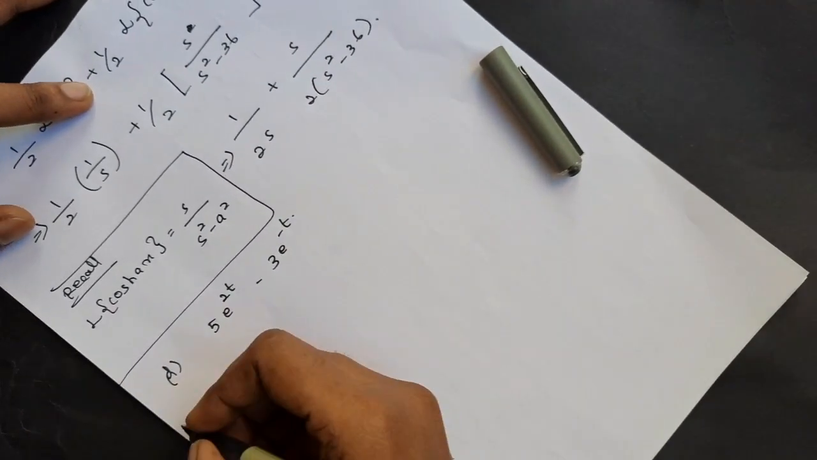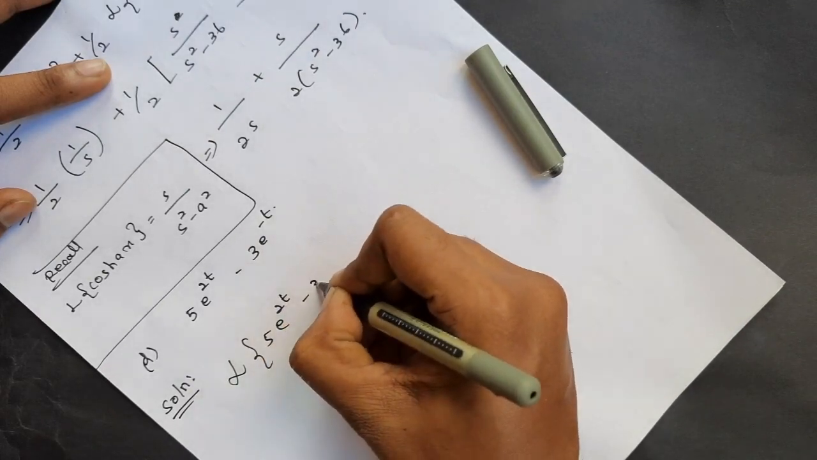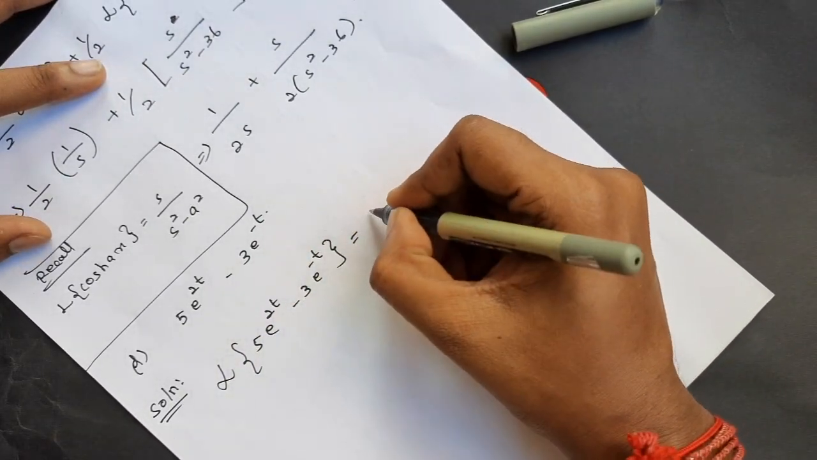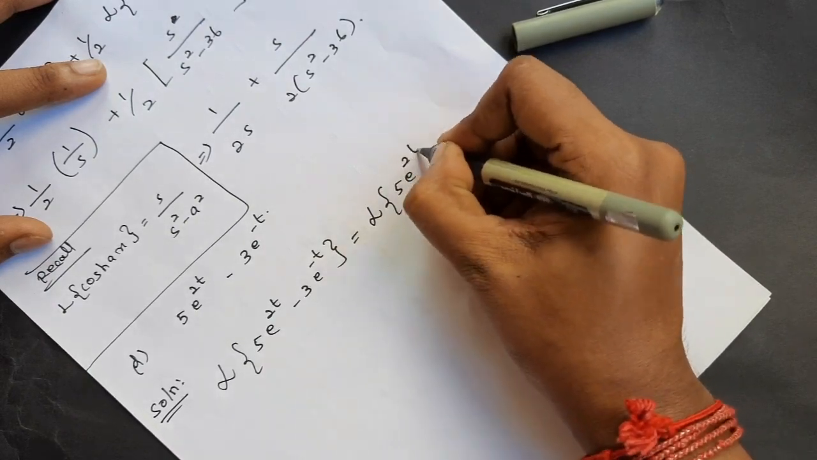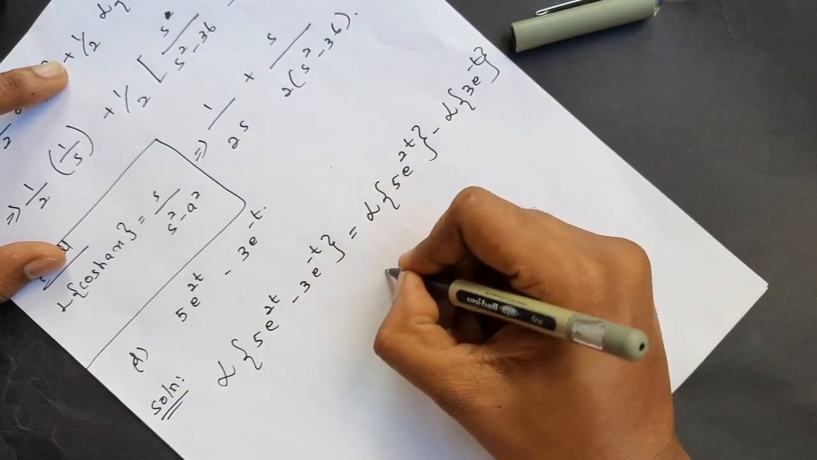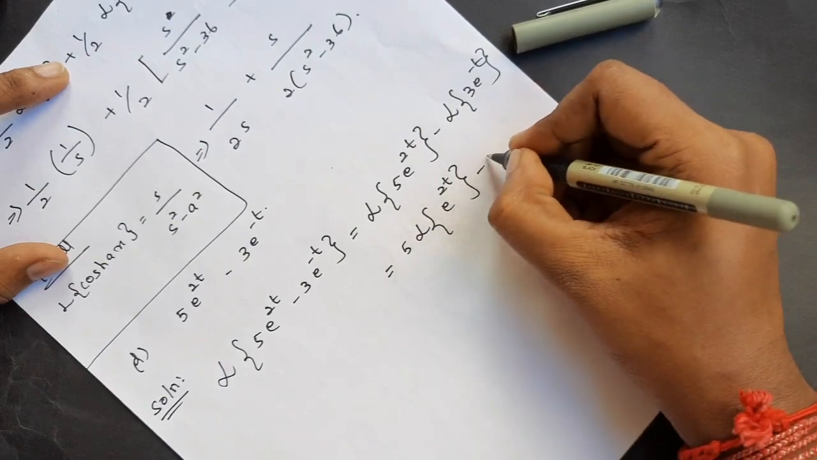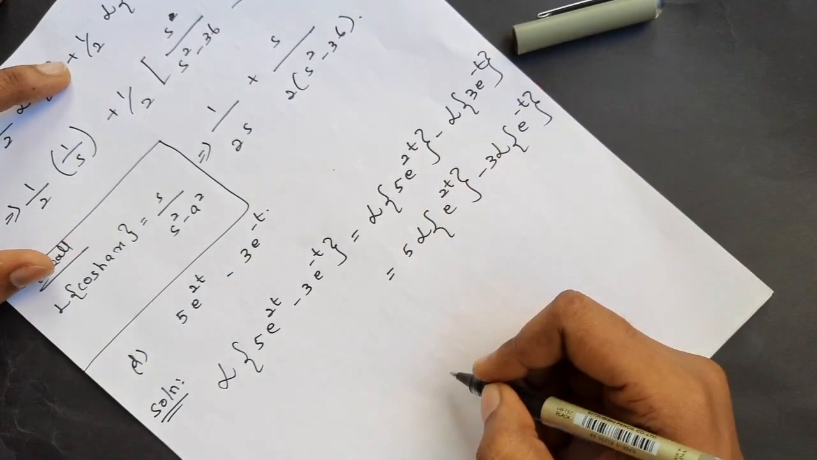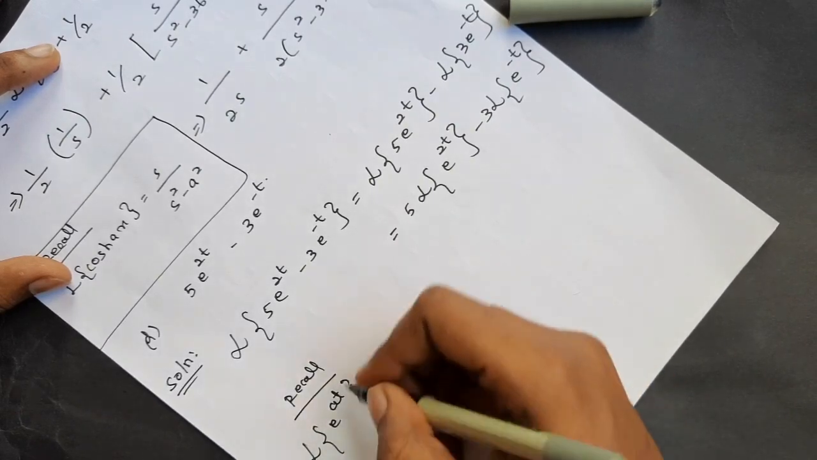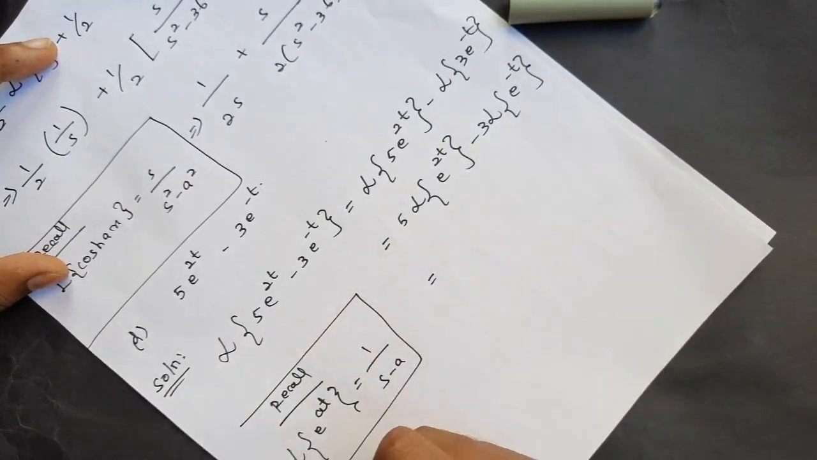Okay, so the solution, let's start here. Laplace transform of 5 e power 2t minus 3 e power minus t is equal to, so now I'm going to apply this L to all those functions. Laplace transform of 5 e power 2t minus Laplace transform of 3 e power minus t. So now I can pull out this 5 outside. Recall the formula. Laplace transform of e power at is equal to 1 by s minus a. Yeah, this is the formula.